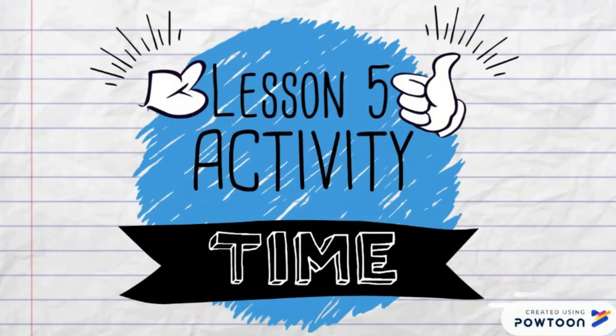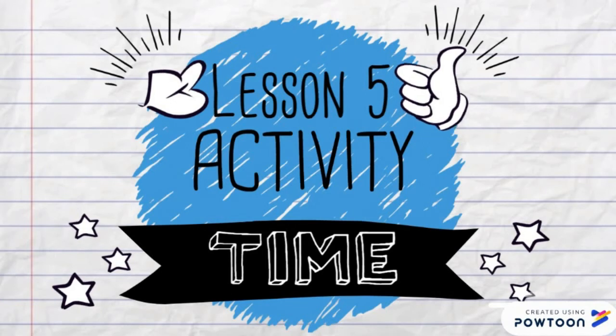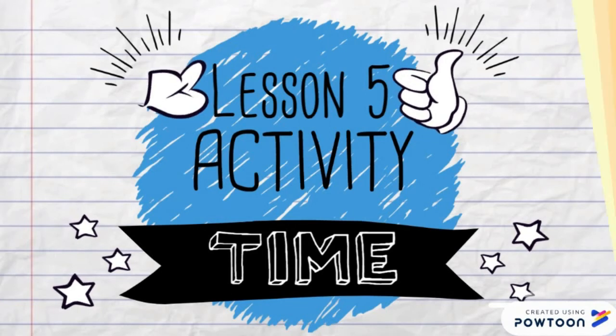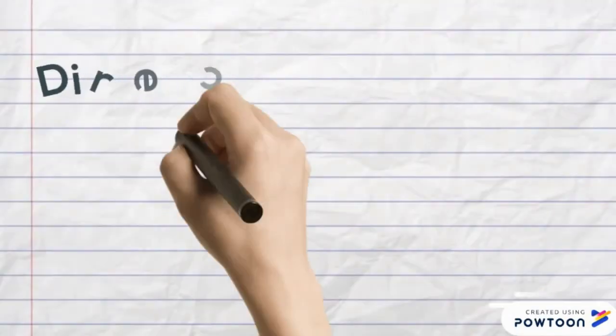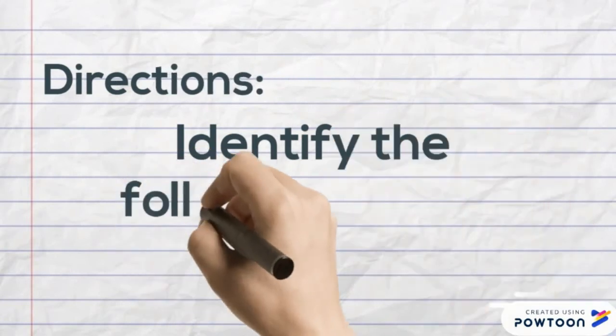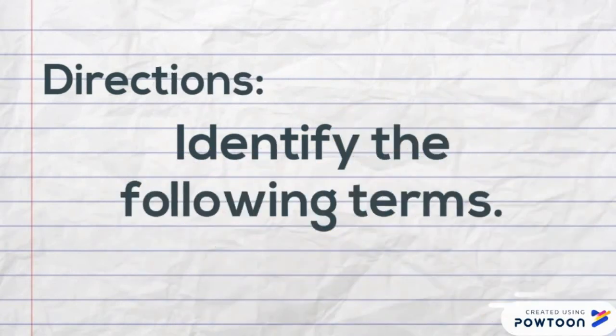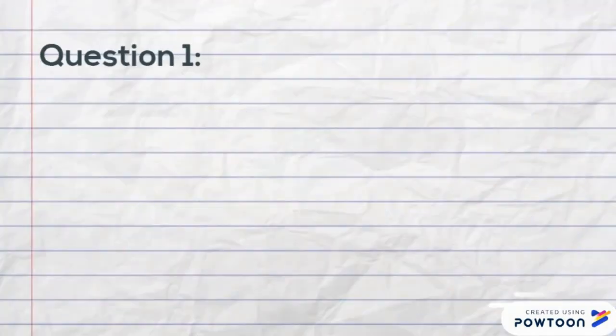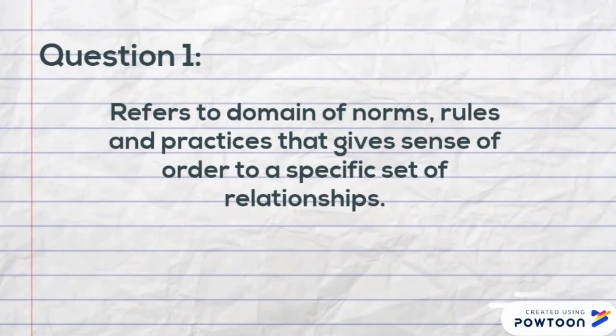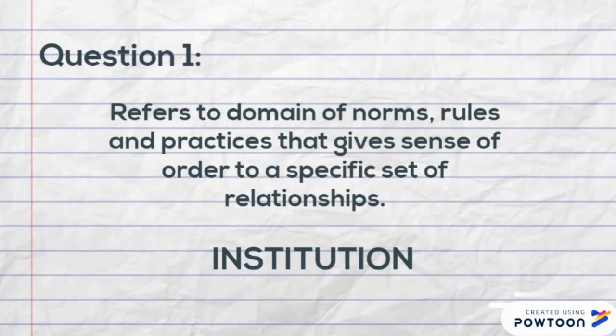Good day, everyone. So today we will be having an activity about non-state institutions and organization. The directions are simple. Identify the following terms, and you will be given at least 5 seconds to answer each question individually. For question number 1, refers to the domain of norms, rules, and practices that gives sense of order to a specific set of relationships. The answer to this question is institution.